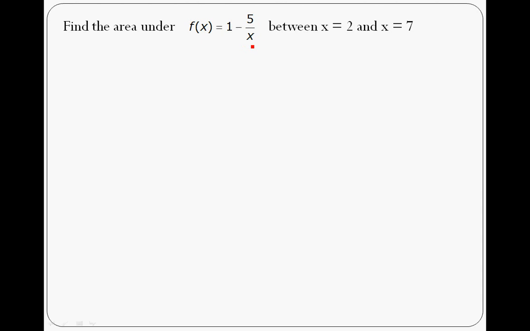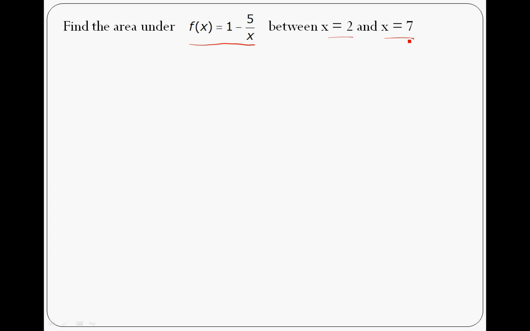Okay, this example is a fairly standard example of an application of a definite integration. We have a function here, f of x is 1 minus 5 over x, and we're asked to find the area under that function between x is 2 and x is 7. So without knowing what the function looks like, I'll do a sketch at the end, but we'll just suppose that we don't know what the function looks like.